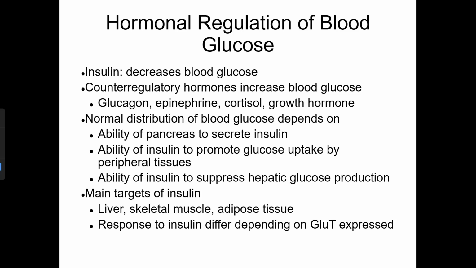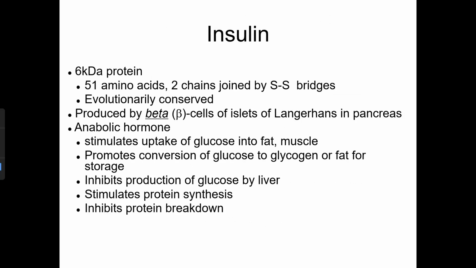Main targets of insulin would be the liver, skeletal muscle, and adipose tissue. And the response to insulin differs depending on the glucose transporter that is expressed. So insulin as a protein, it's a 6 kilodalton protein. You do not need to know the size of that protein or how many amino acids are in it. It's just for your information.